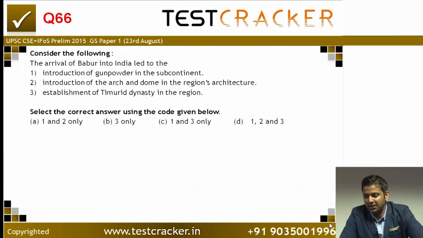Arrival of Babur into India led to which of these? Right. Statement 2 you could have easily rejected. Introduction of the arch and dome in the region's architecture. This was done by the Delhi Sultanate. This was much earlier than the arrival of Babur. So therefore, you can be sure about this. So you have to choose between 1, 3 or both among these choices, right. So if you look at the options, you have 1 and 3. And you have 3 only. So you have to go for either of these choices.